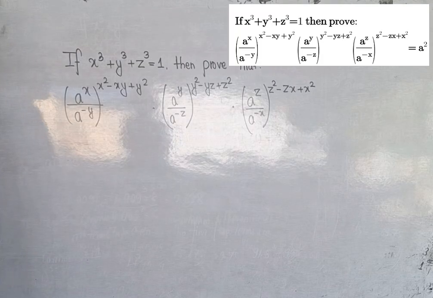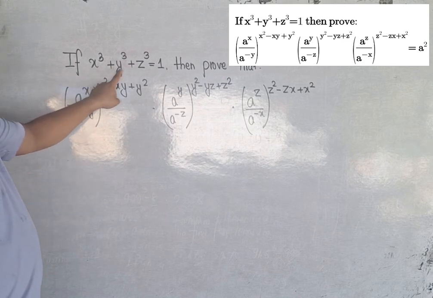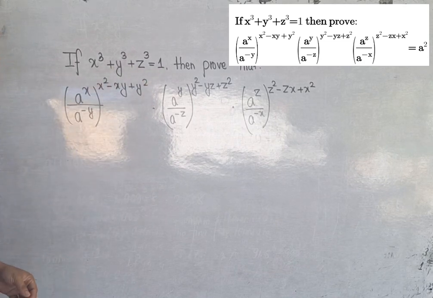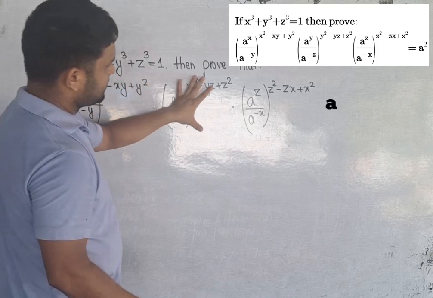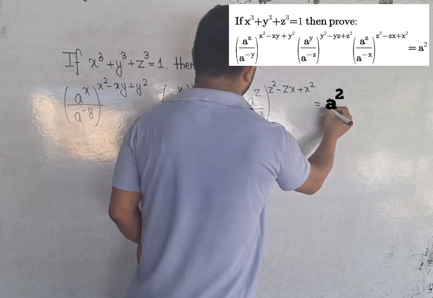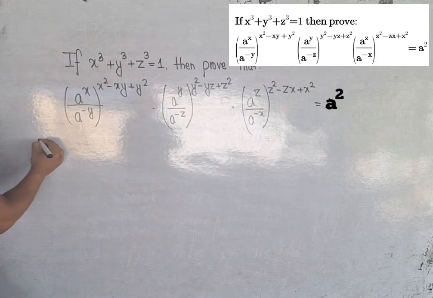So in this question, it's given that x cube plus y cube plus z cube equals 1. Now under this condition, we have to prove that this expression equals 1. This is what we have to prove. So here I'm going to begin. I'm going to solve it.